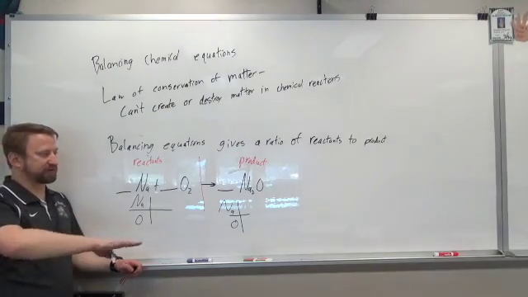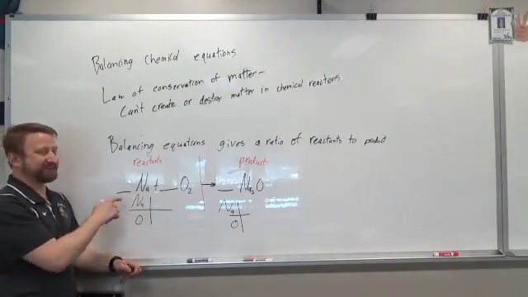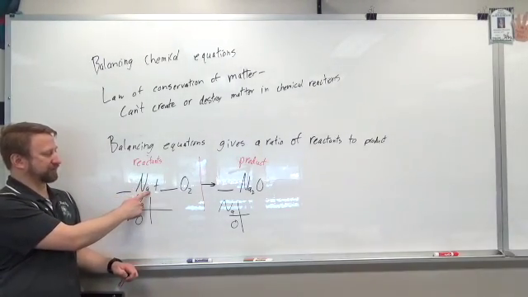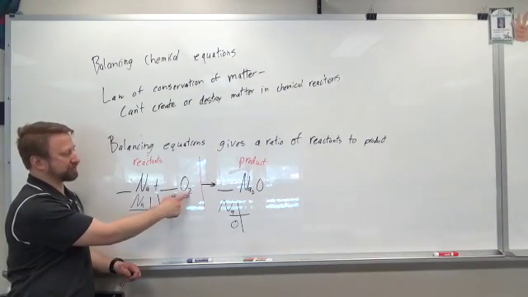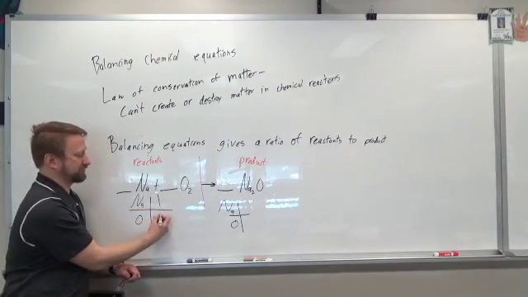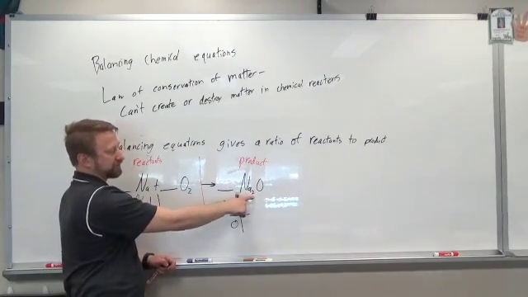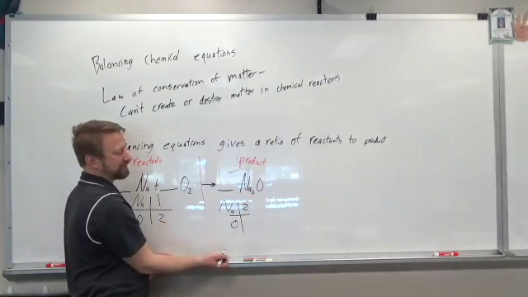So before I start trying to balance anything fun, I'm just going to take and count my sodiums here. There's no little number after, so I have 1. My oxygen, there's a 2 after, it says there's 2 oxygens, so there's 2. Come over here, I have Na, the little 2, so I have 2 sodiums. My oxygen has nothing after, so it's a 1.